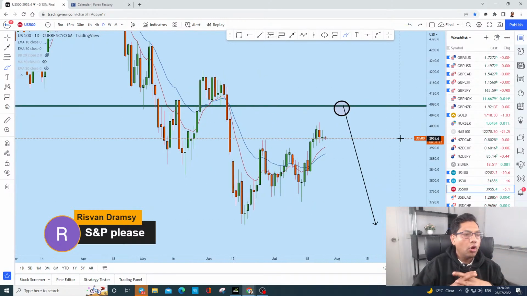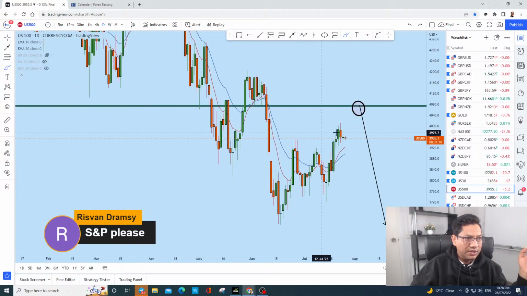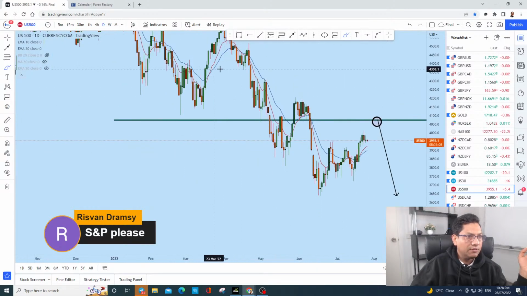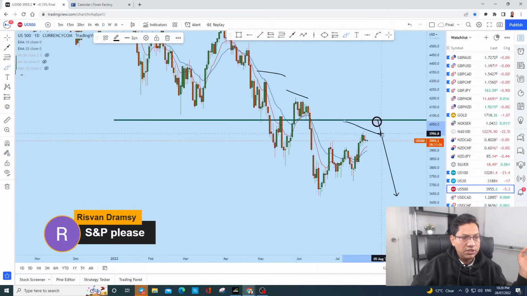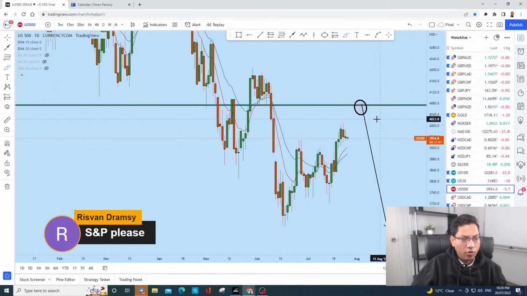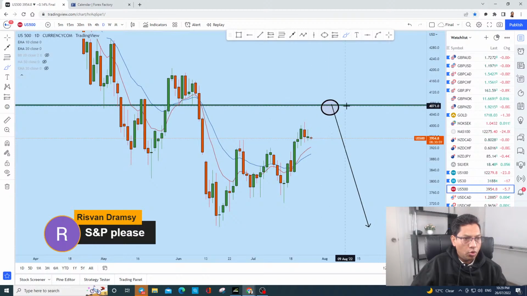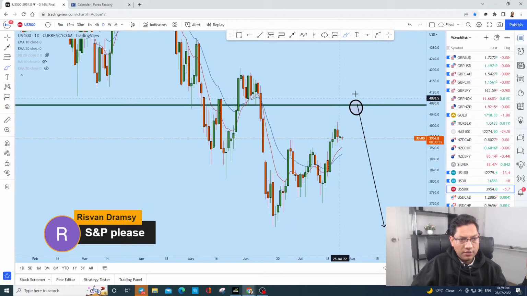So I will not be buying because it's a bearish market. You can see that every time the price was creating a series of lower highs, it's a bearish market, and I will be waiting for the price to go there and test this zone, and then from here I will be considering selling on this one here.